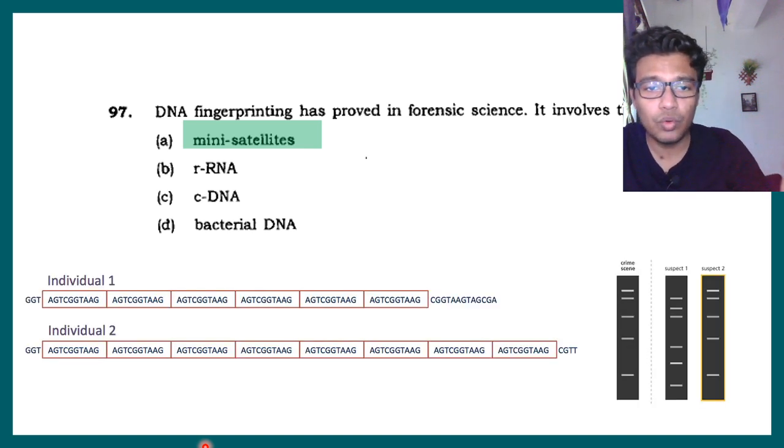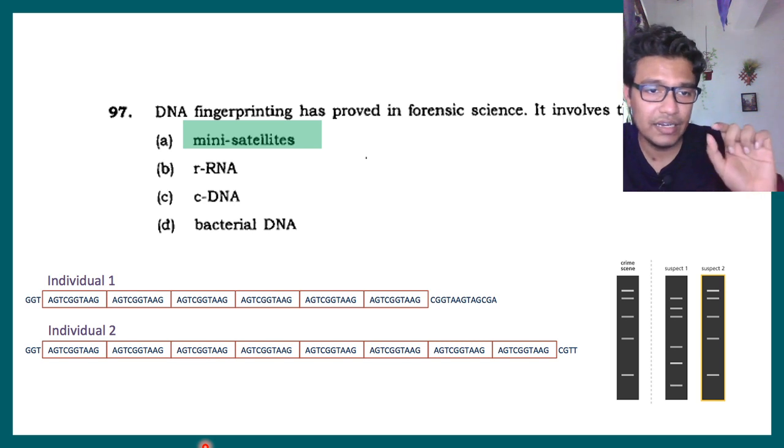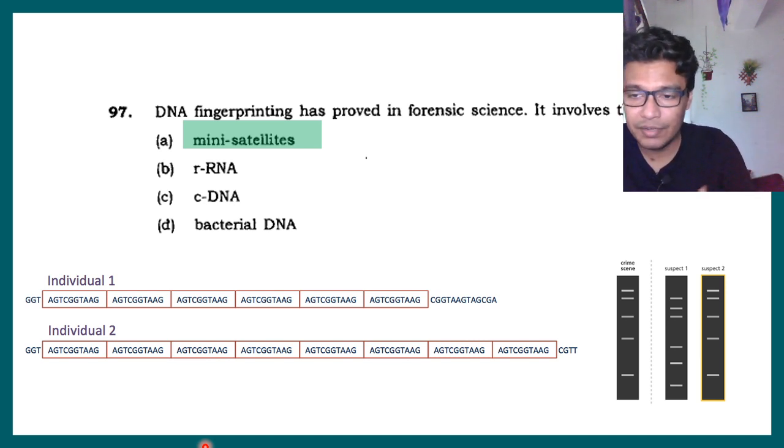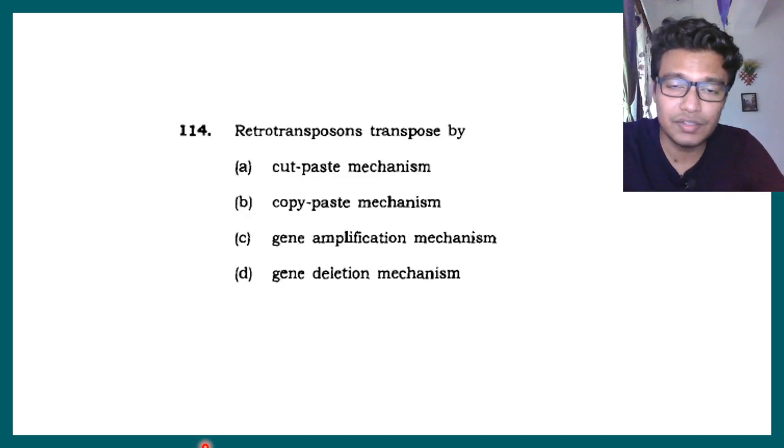Okay. So just to give you an idea, let's say individual 1 and individual 2, there could be differences between their minisatellite pattern, and that pattern can be compared with some findings from a crime scene, let's say. So this is how DNA fingerprinting works.